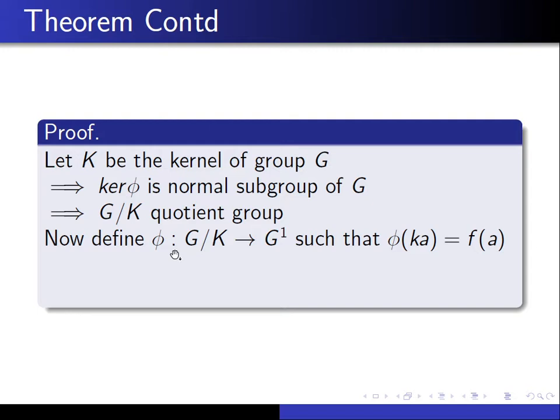So what we have to prove is that phi mapping G by K to G dash is an isomorphism. To prove it is an isomorphism, first we need to define a new function. So let us define a function phi from G by K to G dash such that phi of Ka is equal to f of a.